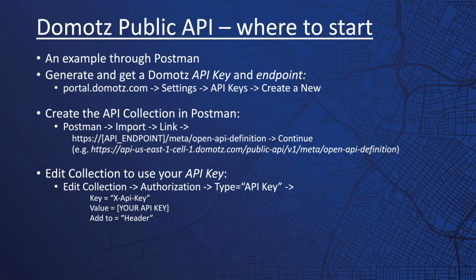I will go through this example by generating an API key in Domotz. I will also give you a reference on where the documentation of the Domotz Public API is. Then I will create a collection of API in Postman. This will be done automatically by putting a URL into Postman, and you will see how that is generated. I will also give you some examples on how to use the public API. Okay, let's dive into that one, and then I will jump into the next topic.